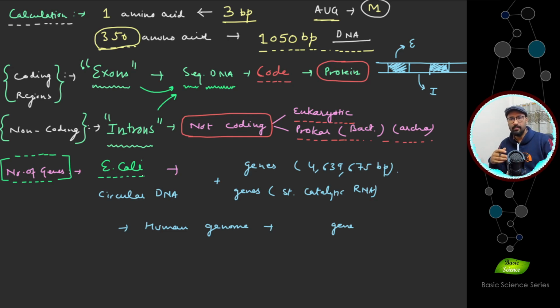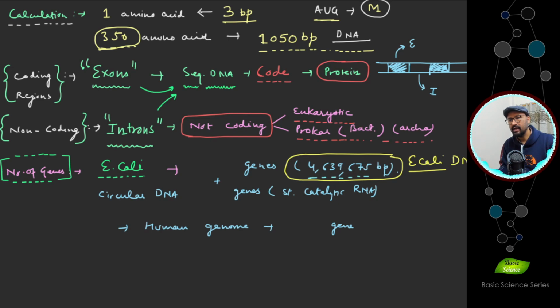A lot of bioethical complications are not associated with this organism, so it's easy to work with. We have studied E. coli, we have sequenced E. coli, and we found out how many genes there are. Probably I used a different color to show those numbers. So you have 4,639,675 base pairs of the E. coli DNA. So E. coli DNA has so many base pairs.